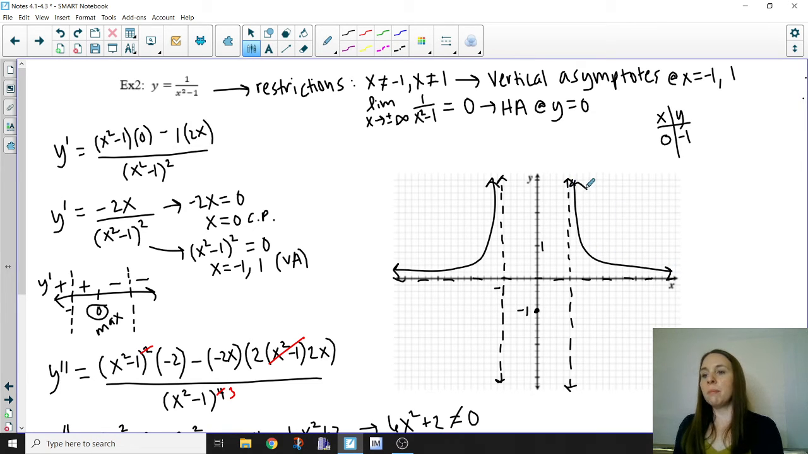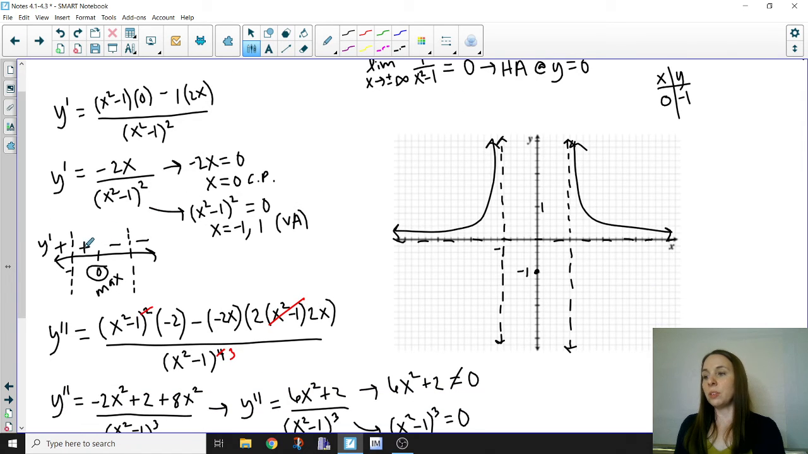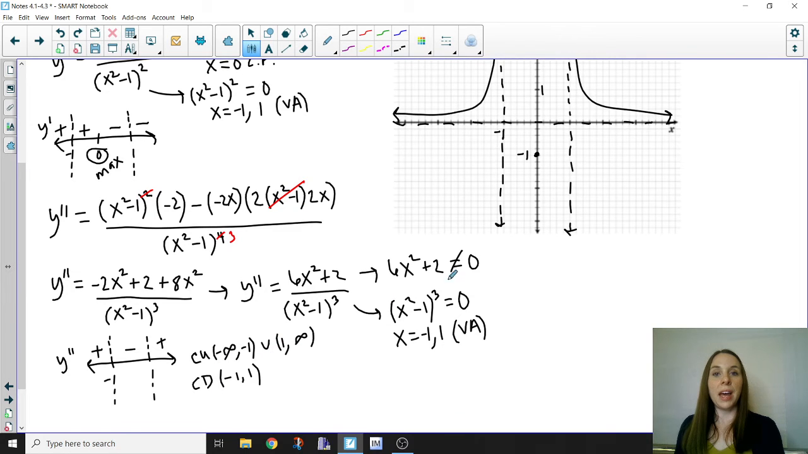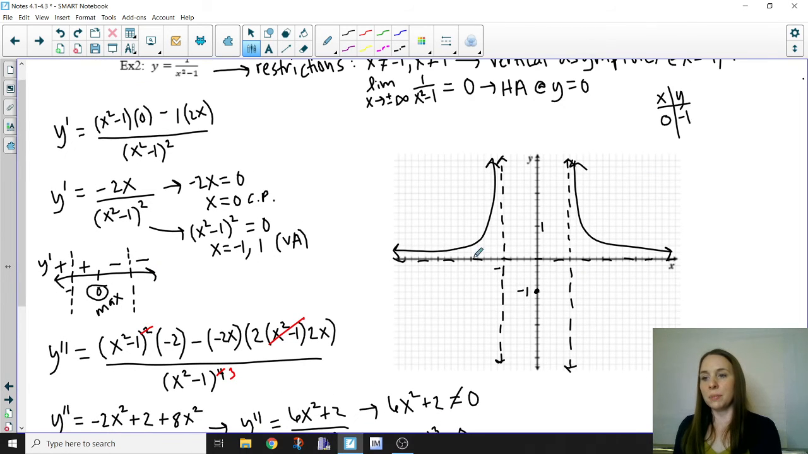And finally, in between -1 and 1, what did we have? We had a max at this point, (0, -1). So we are increasing to this point and then decreasing, and the concavity is concave down in there. So it's like an upside down parabola, a downward-opening parabola, I should say. Like that.